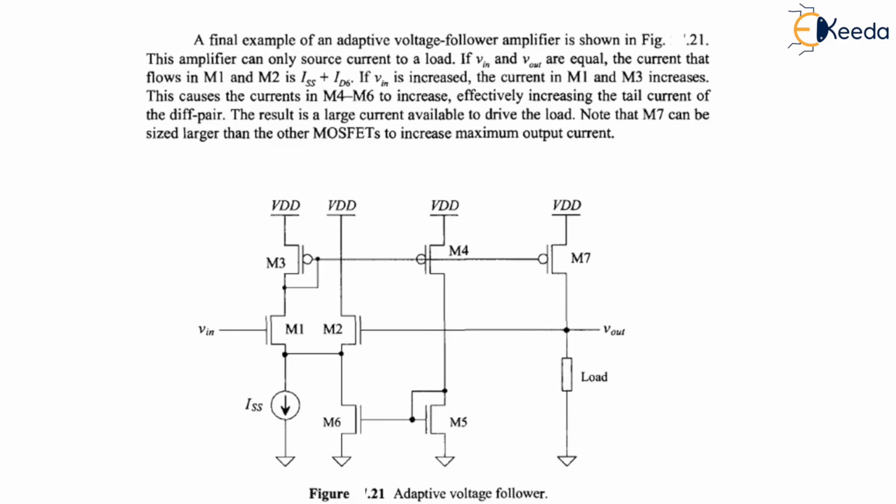So this is all about adaptive biasing. We have used adaptive biasing to decrease the power dissipation as well as to increase the output current driving capability of the circuit, and we have seen different configurations of adaptive biasing.